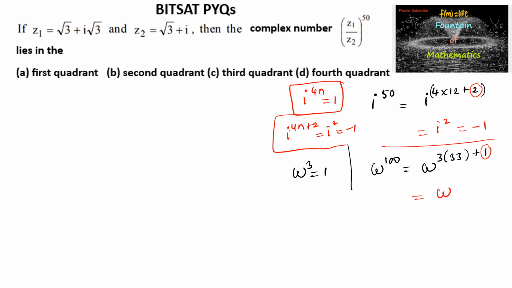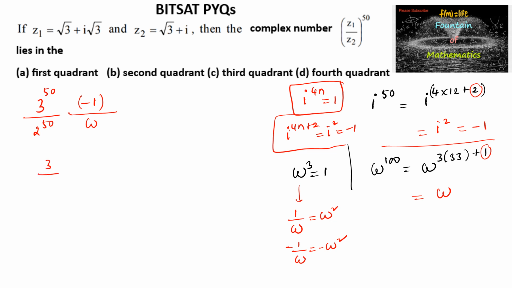So let us write here 3 power 50 divided by minus 2 power 50. We can write 2 power 50 since the power is even, into i to the power of 50 is i square, that is minus 1, divided by omega power 100 is omega, and minus 1 upon omega. From here we can say 1 upon omega is equal to omega square, or minus 1 upon omega is equal to minus omega square.